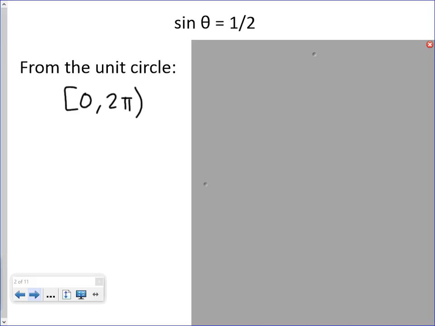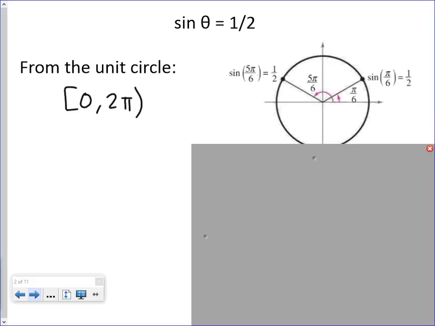Okay, Allie, did your group talk about some solutions to theta? Pi over 6, which is 30 degrees. And is that the only solution on the unit circle? Oh, 5 pi over 6 is also a solution. So I have those visually here for us.